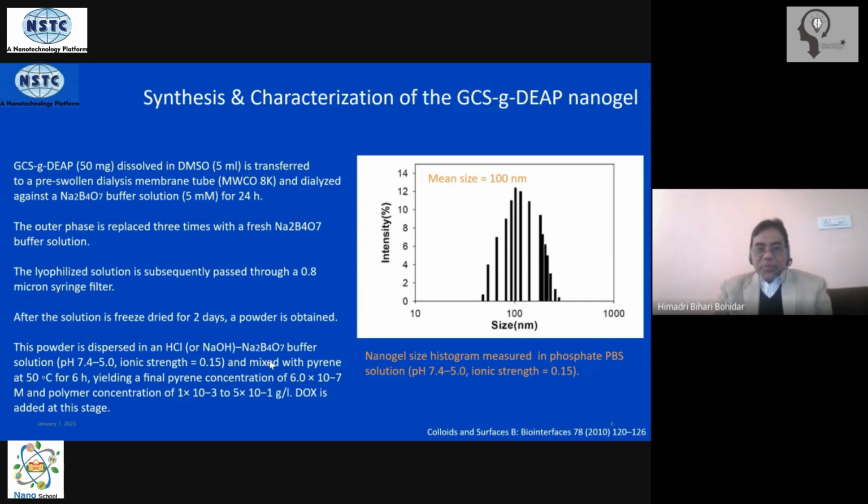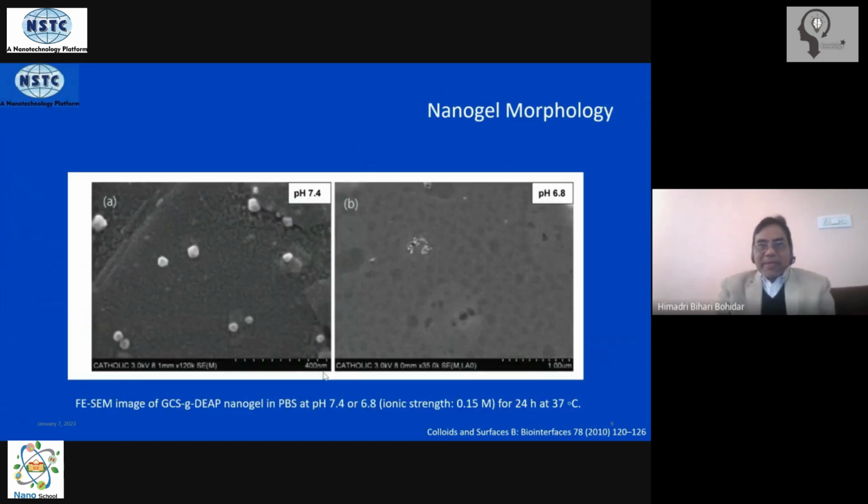If you wish to put a drug there, you can load a drug at this level here. Because this is a hydrophobic drug, this will not stay in contact with water, it will enter the hydrophobic core of the nanogel easily, which is basically the core of the nanogel. Now the nanogel size is measured, it gives a typical size of about 100 nanometer. Okay, so it qualifies to be called a nanomaterial.